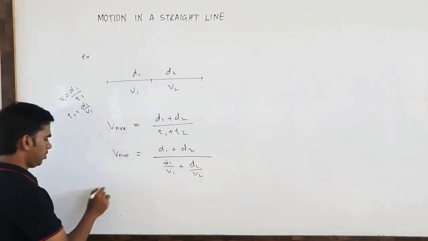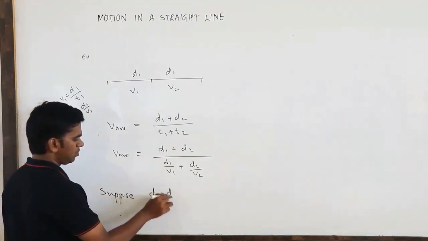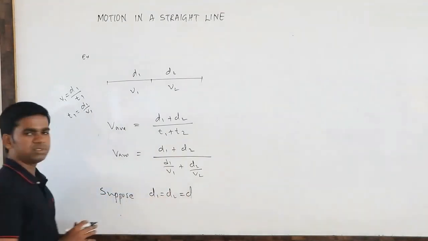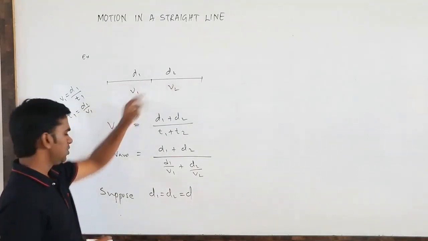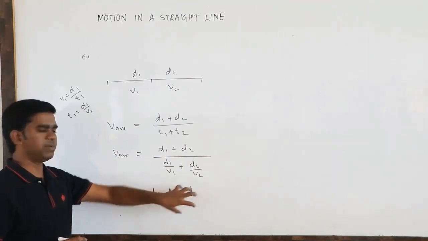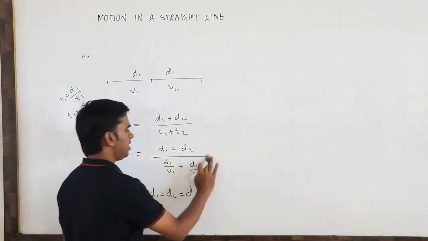Okay. So suppose d1 is equal to d2. Suppose d1 is equal to d2. This is also 10 km. This is also 10 km. So d1 equals d2 equals 10 km, meaning I am taking it as d. So if that is the case, how will the formula change?